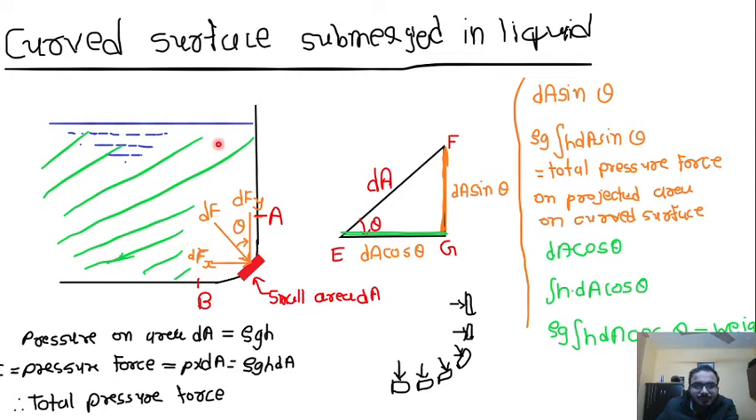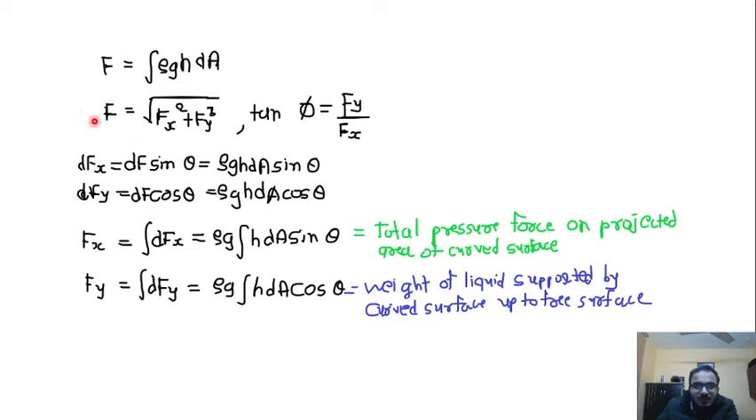The next topic was a curved surface submerged in a liquid. As you can see, the curved surface is from A to B, and here we again begin with a small area dA. The pressure was rho g h, so the force on the small area is rho g h dA.